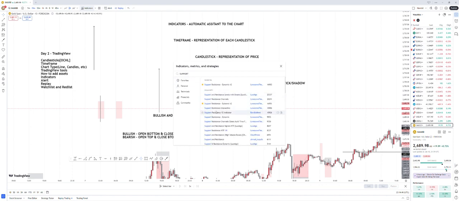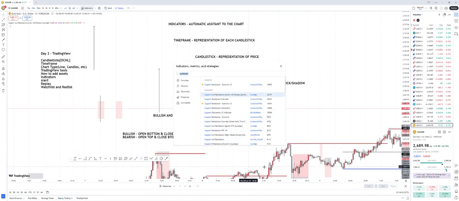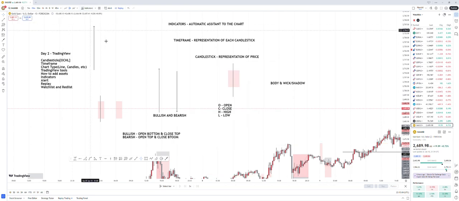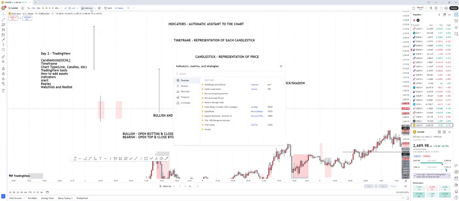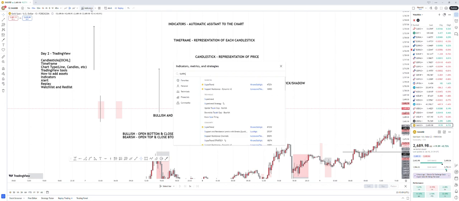So just type support or resistance. You're going to have them over here. Do you understand? When you click on it, you have the indicator appearing on your screen. You can see that it automatically draws those zones for you. And when you want to remove the indicator, you come to the upper left side of your screen. You find the indicator over here, hover your mouse pointer on it, then click on the dustbin to remove it. We have indicators for everything. If it's supply and demand, just type supply.